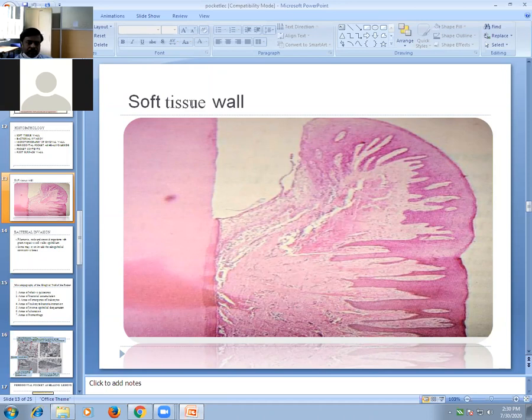Once again, I will repeat. What are the changes in the soft tissue wall? The epithelium starts forming long rete pegs towards the connective tissue, and there is a diffuse infiltration of inflammatory cells around these rete pegs. Because of this infiltration, there is degeneration of the epithelium. This discontinuation of the epithelium forms an ulceration in the pocket epithelium. These are the two changes which occur on the soft tissue wall of your pocket.